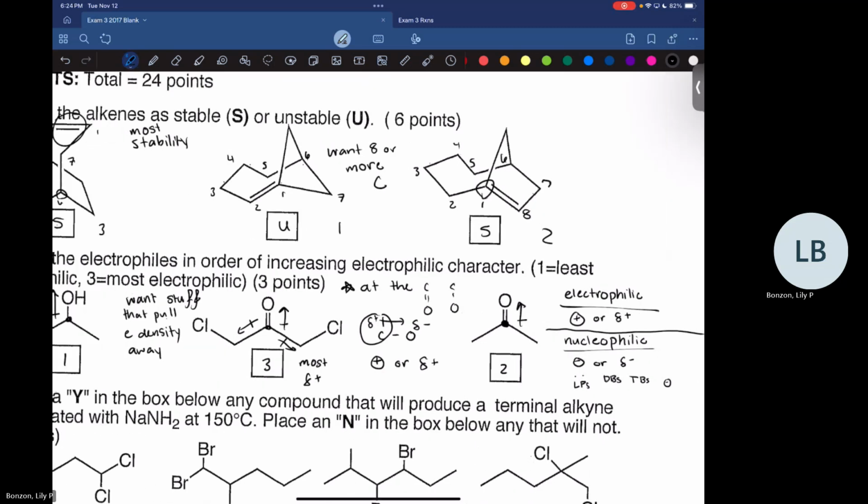So the dipole moment versus just electrophilicity is slightly different. Even though the dipole moments might cancel out with the chlorine sides, it's still pulling stuff away from that carbon, so it's still going to be electrophilic. The dipole might cancel out, but that carbon is still going to be partially positive. That's a good question.